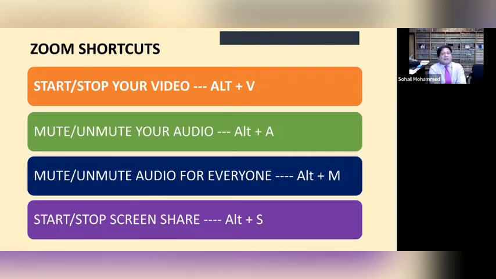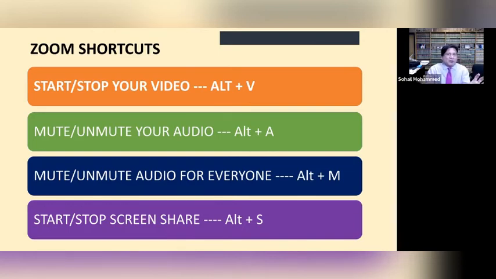A lot of times you want to turn your video on and off and you're saying, where is that button? Where is that button on the Android system, on the Windows-based system? If you hold Alt V, you can turn your video on and off. And if you want to mute, unmute, you don't need to worry about any key. Simply the Alt key plus A will turn your audio on and off.